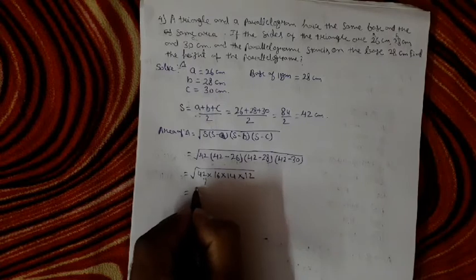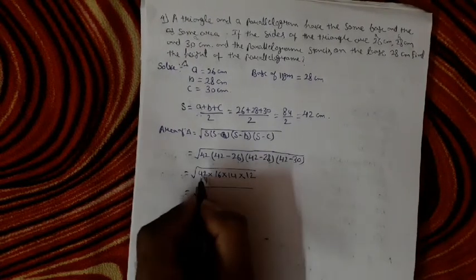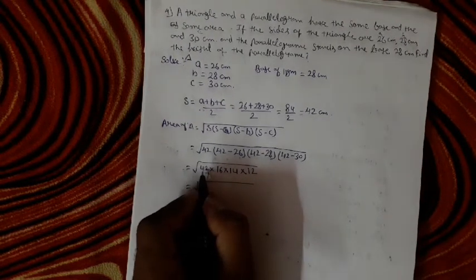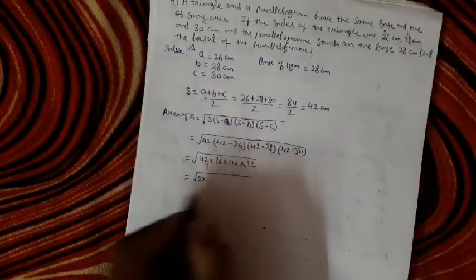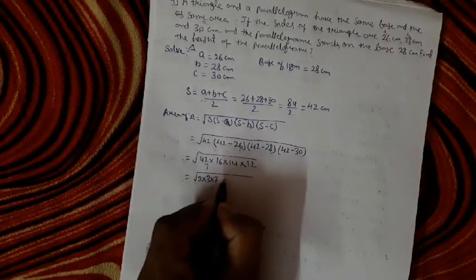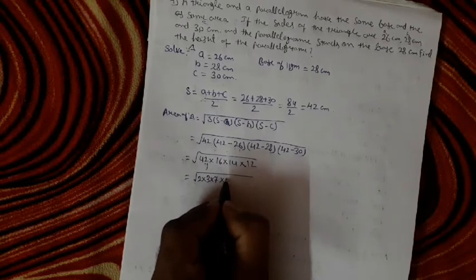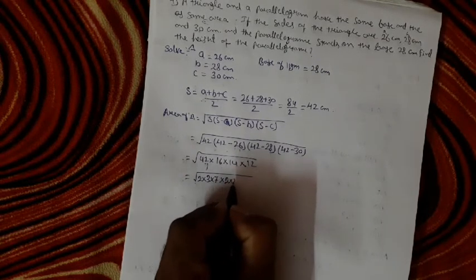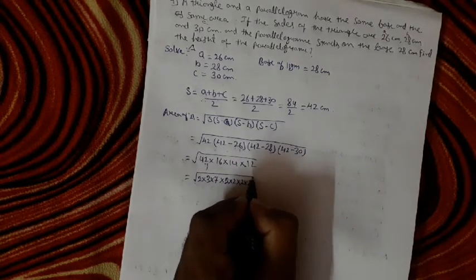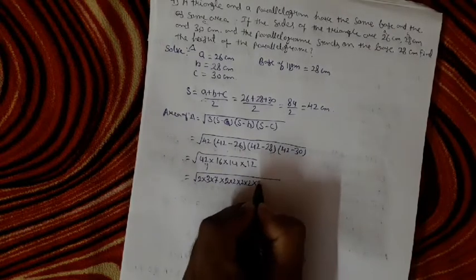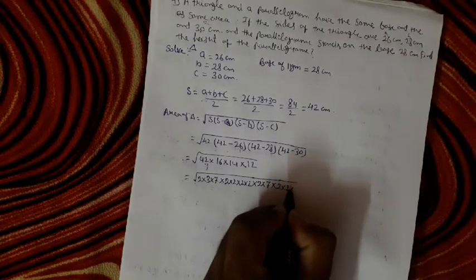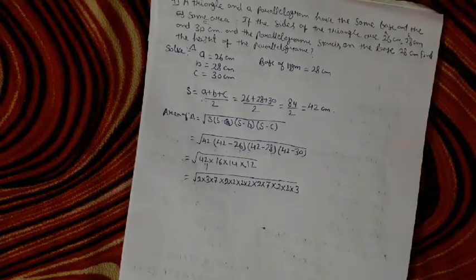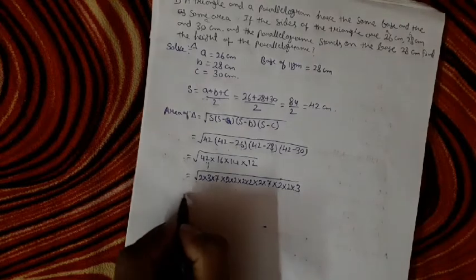Okay, so when we try to make factors: the factors of 42 would be 2 times 21, and 21 is 3 times 7. Factors of 16 would be 2 into 2 into 2 into 2. Factors of 14 would be 2 into 7, and finally the factors of 12 would be 2 into 2 into 3. Okay, so these are the factors of all.